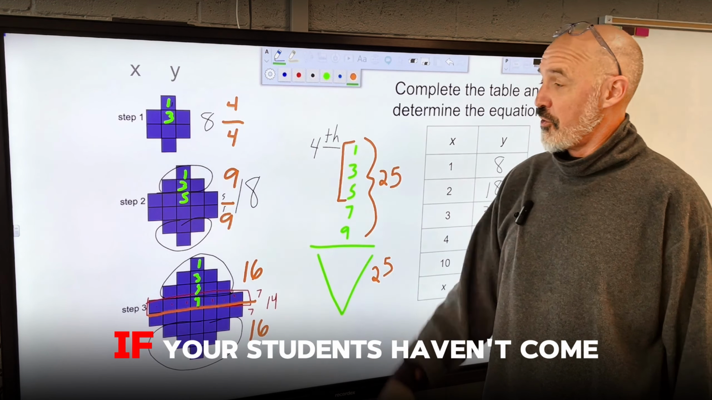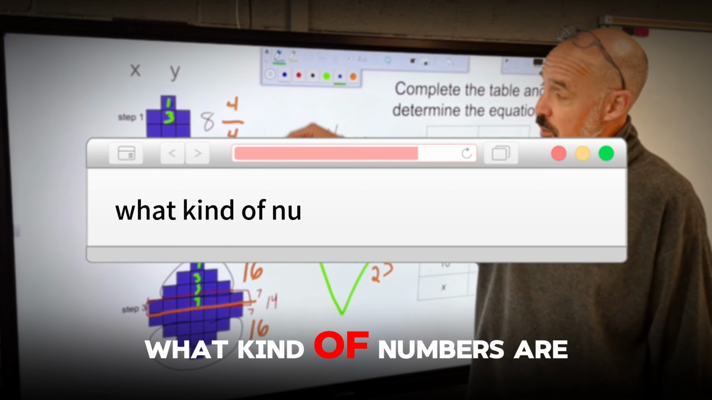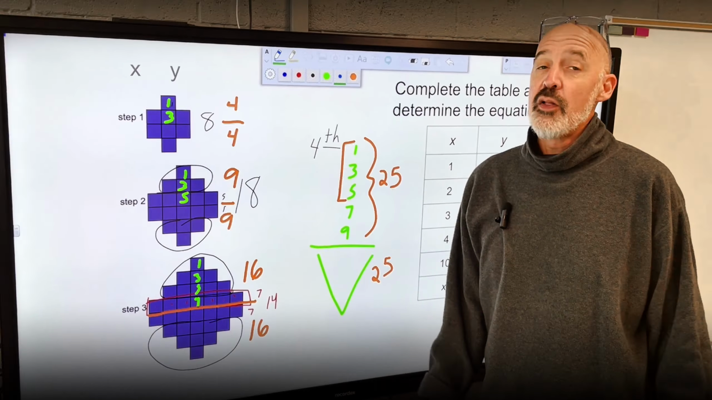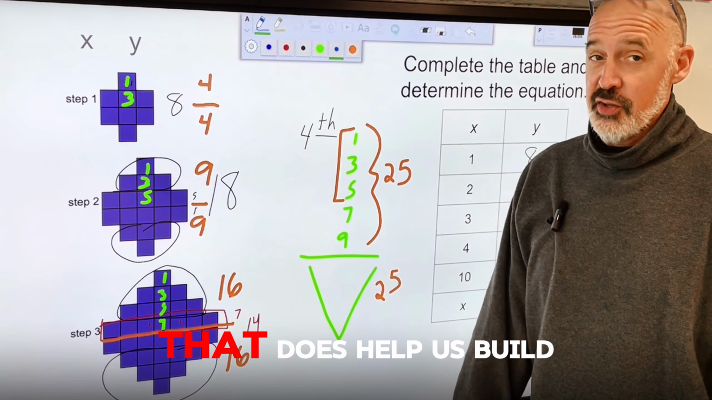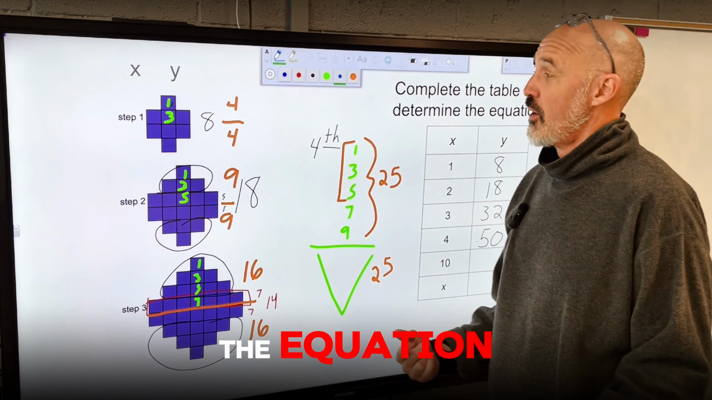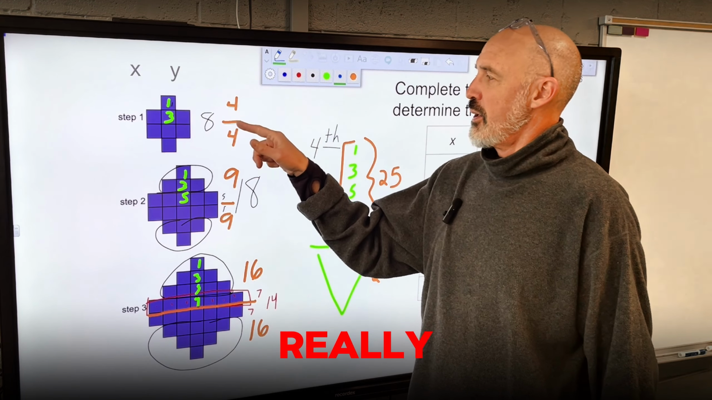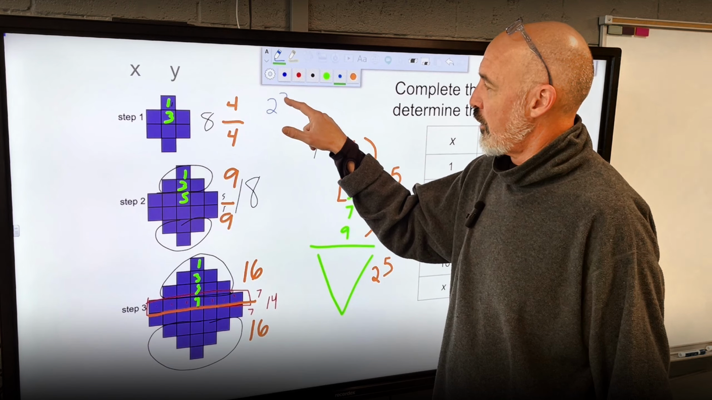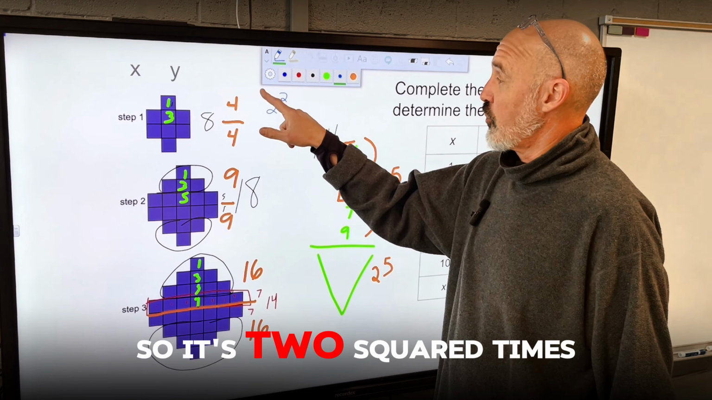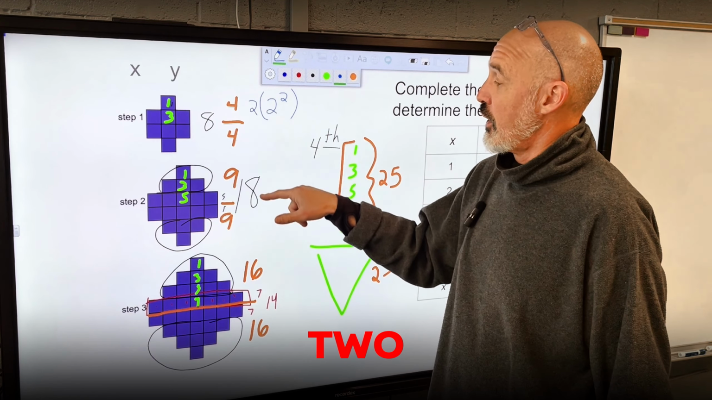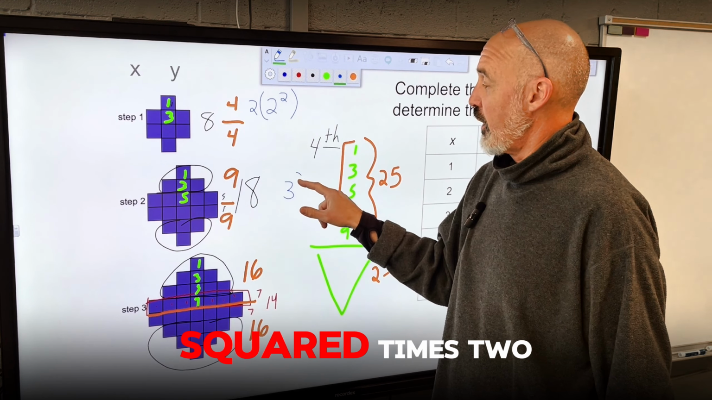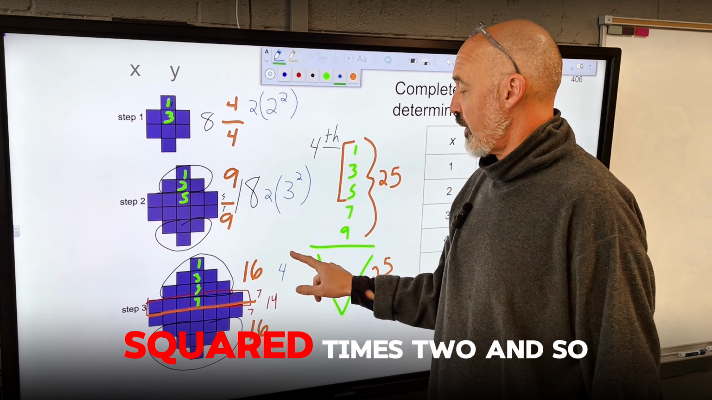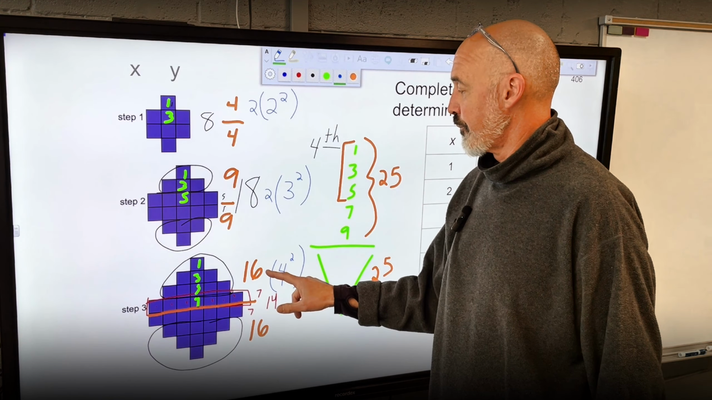Well, if your students haven't come up with this yet, what kind of numbers are 4, 9, 16, and 25? They're perfect square numbers. That does help us build the equation. So we can see that really this is 2 squared, but then there's 2 of them. So it's 2 squared times 2. And then here it's 3 squared times 2. And then here it's 4 squared times 2, and so on.